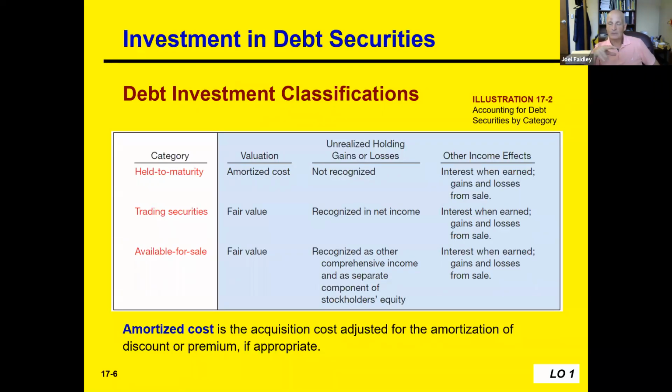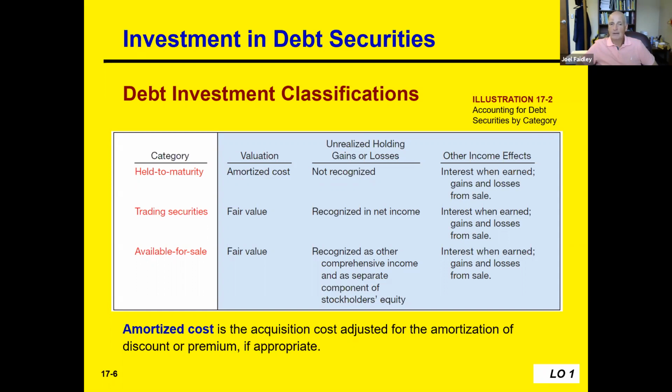Unrealized holding gains or losses. You never recognize a holding gain or loss for held to maturity, because if the intent and the ability is there to hold to maturity, there's never a gain or loss. It doesn't matter what interest rates do. If you hold to maturity, you're going to get back to face value. All right, so you would not recognize a holding gain or loss based on what interest rates do during the service period.